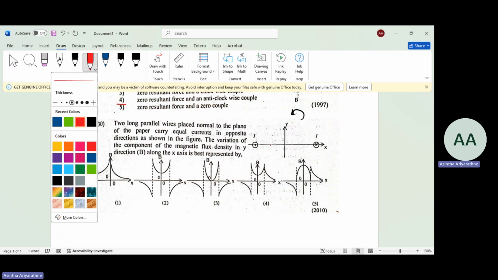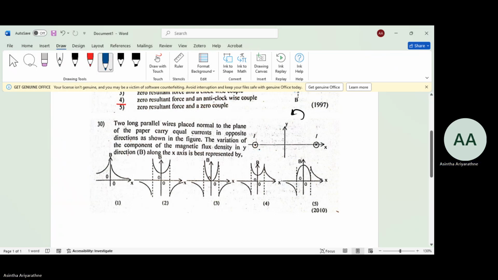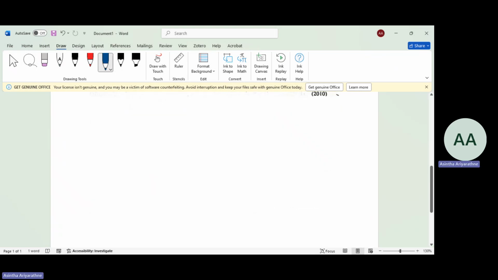Right, so due to this F1, there will be a... so there would be a... right, so let's draw it again.